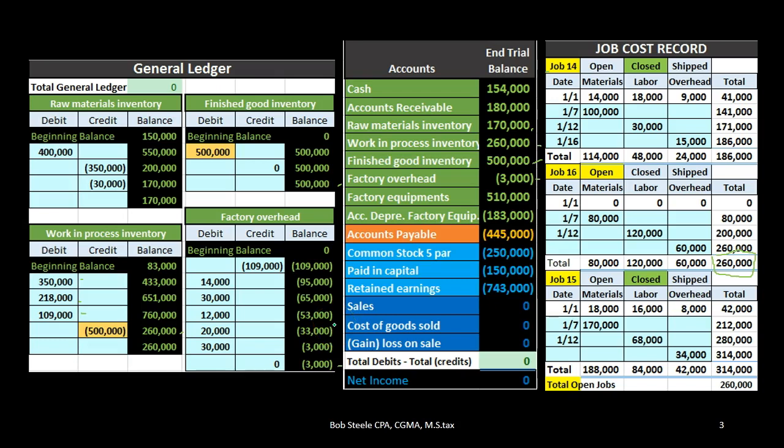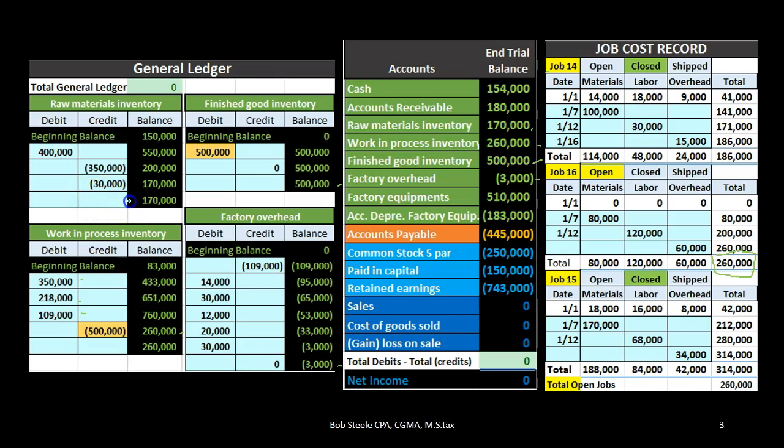We would then back up these accounts as we would with any accounts with the general ledger. So here we have the general ledger accounts: raw material, work in process, finished goods, factory overhead. These accounts in order by date of transaction, and summing up to the same amounts on the trial balance.